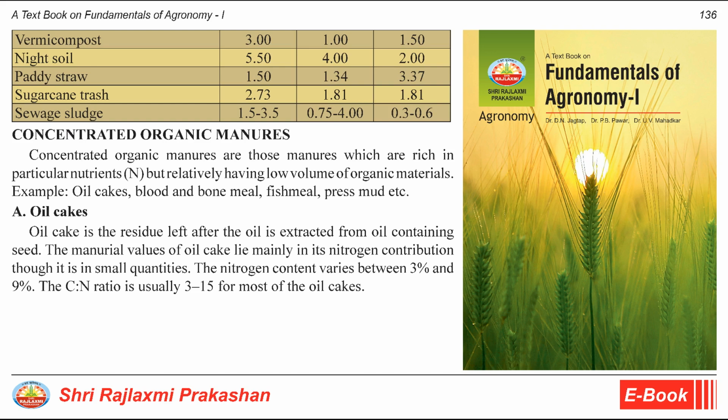Point A. Oil cakes. Oil cake is the residue left after the oil is extracted from oil-containing seed. The manurial value of all cakes lies mainly in their nitrogen contribution, though in small quantities. The nitrogen content varies between 3% and 9%. The C/N ratio is usually 3 to 15 for most of the cakes.